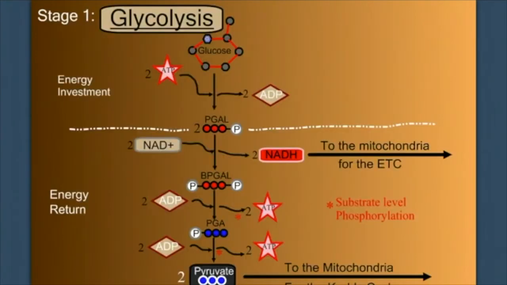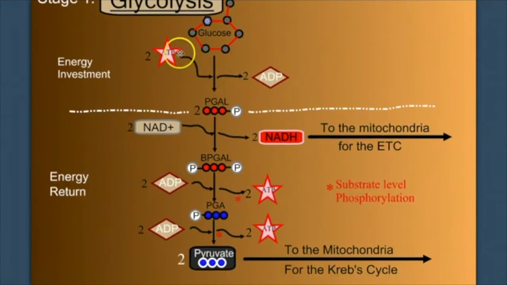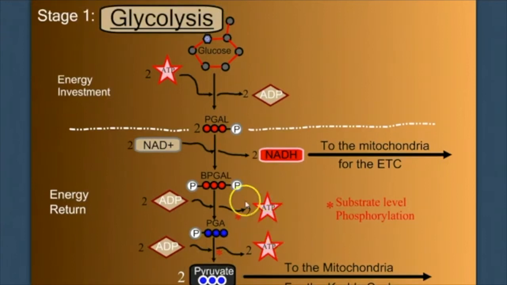In part 1, we covered glycolysis, where glucose was broken down. We had to spend a little ATP, and we ended up making 2 pyruvates. In doing so, we made 4 ATP, a profit of 2 once we spent these 2, and we made NADH, which we sent on to the electron transport chain, the topic of this video.